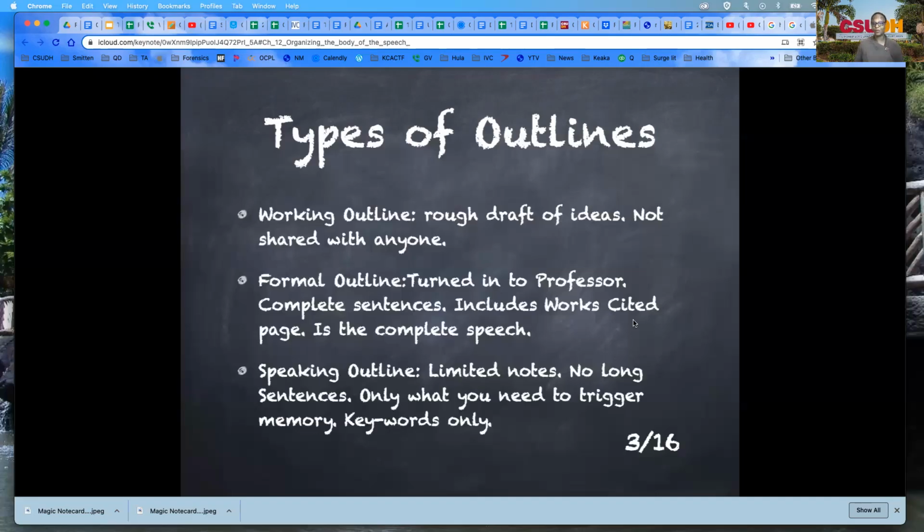You're not ever supposed to be reading that. A speaking outline is not meant for you to read. It's meant for you to look at it, get the things that trigger your memory, and then get back to talking to your audience.